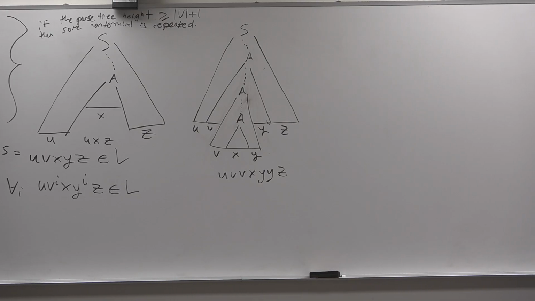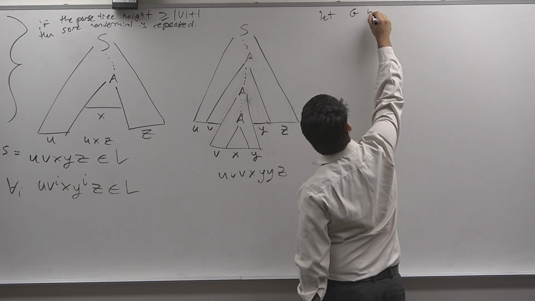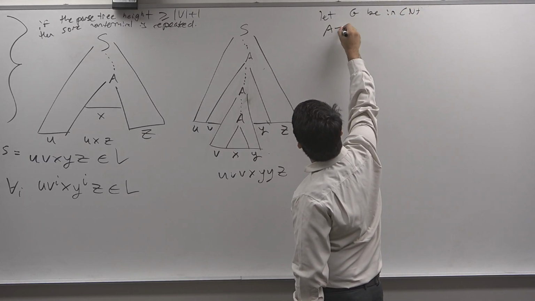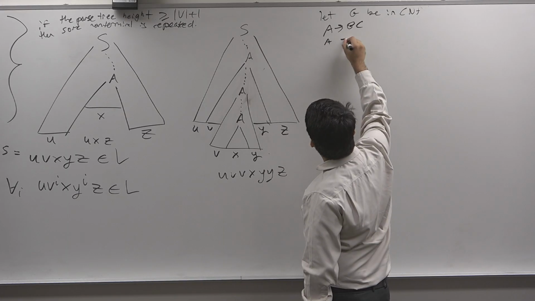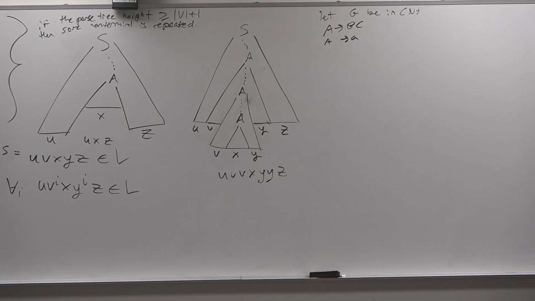Okay. How are we going to derive the conditions of this? We can't argue about the parse tree height. We can argue about the length of the string as a function of the parse tree height. So let G be in Chomsky normal form. This will simplify things a little bit. So we only have rules of the form A goes to at most 2 non-terminals, or A goes to a single terminal.